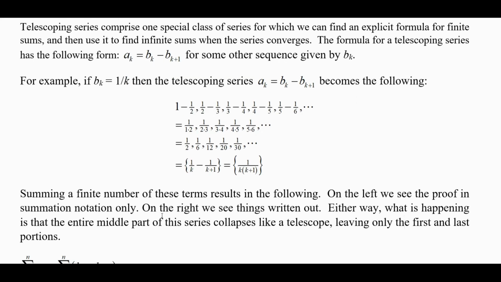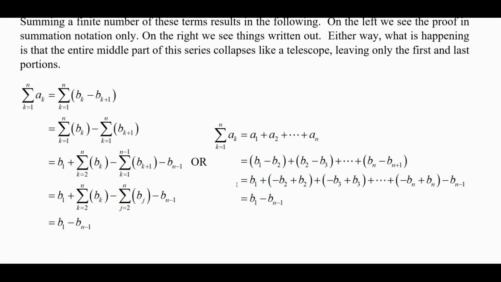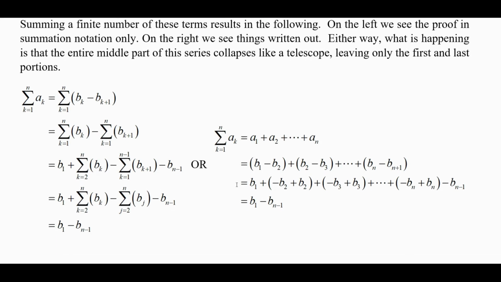Now, what's really interesting is when you sum this up, look what happens. The minus 1/2 and the 1/2 cancel, the minus 1/3 and the 1/3 cancel, the minus 1/4 and the 1/4 cancel, the minus 1/5 and the 1/5 cancel. So for example, if you were just adding up 6 terms, you'd just be left with the 1 and the minus 1/6. And basically that's what's happening in the proof that I write out here.